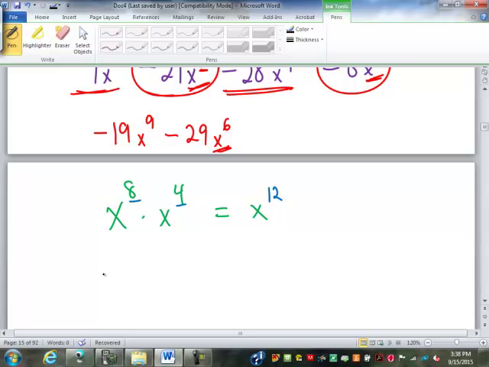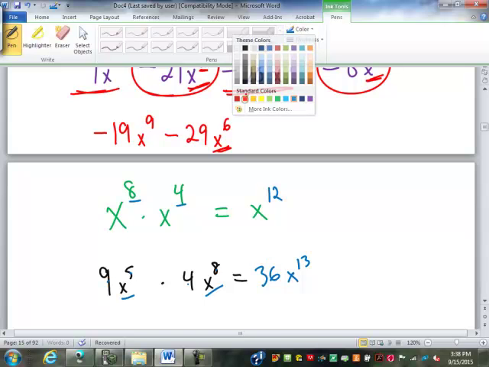So if we have something like 9x to the 5th times 4x to the 8th, we are still multiplying. 9 times 4 is 36. We're still multiplying that. But on the variables, when we multiply variables, the powers get added. So 5 plus 8 makes 13 is the power on the x.